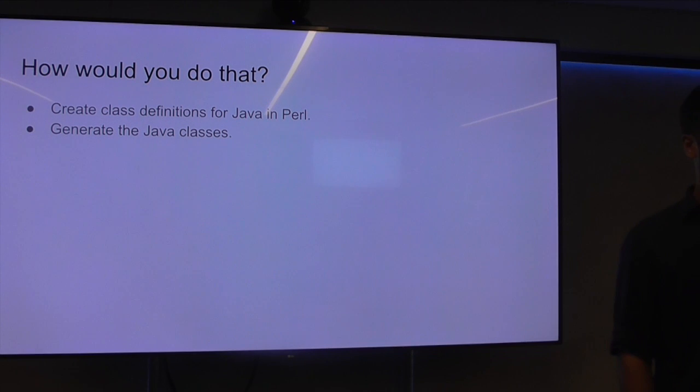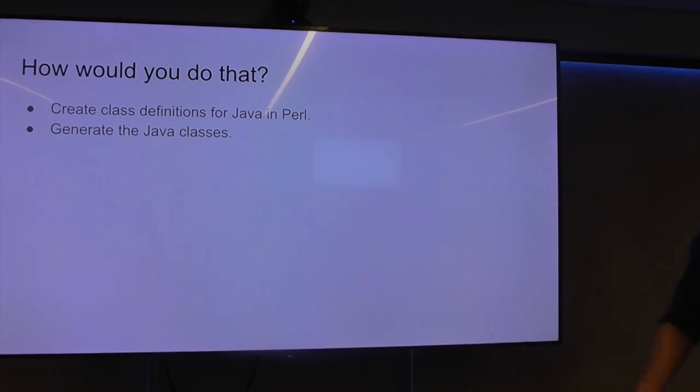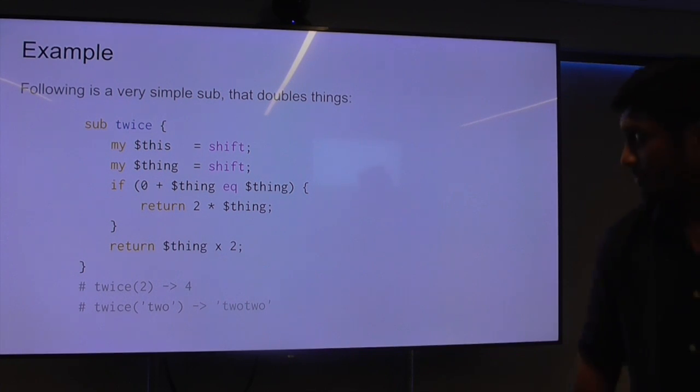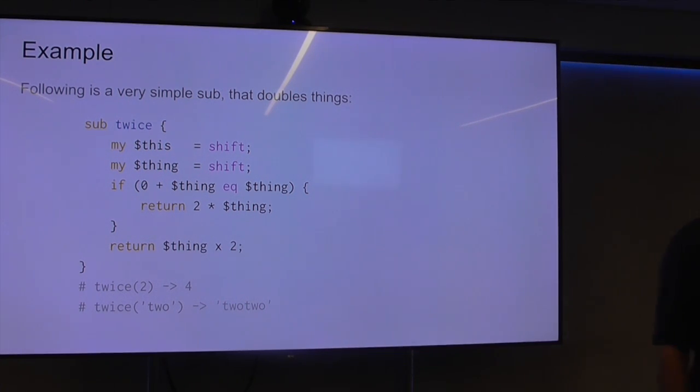How would we do this? The reason why I'm at number 3 today is because I wanted Flavio to explain how the compiler works. It's essentially using the DSL that he just showed you, which means nothing to Perl but means a lot to Perlito, to generate Java classes from within Perl. So we'll walk through an example. This is a very simple sub which doubles things.